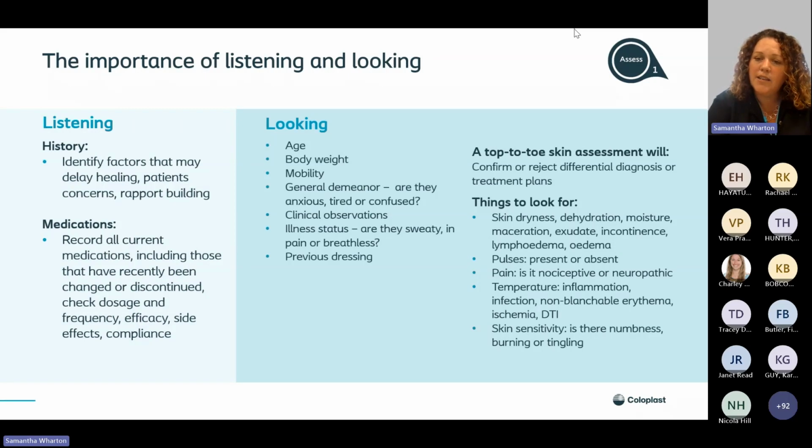When you talk about pain, it's also getting those descriptive words. Is it burning? Is it hot? Is it itchy? Is it shooting? All of these, again, just help you build that assessment and that picture for that patient. When you're looking at the actual wound, is there inflammation? Are there those signs of infection? And also skin sensitivity. Is there numbness, burning or tingling? Because again, that will tell you quite a lot about the type of pain they're in.